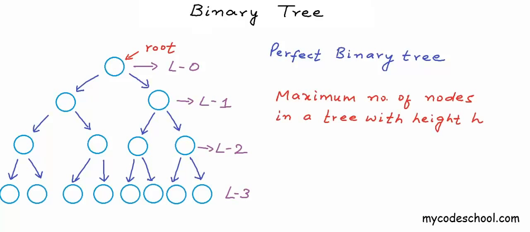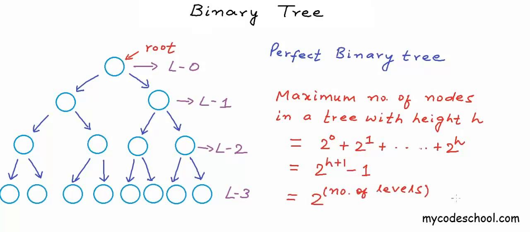Maximum number of nodes in a tree with height h will be equal to, we'll have 2 to the power 0 nodes at level 0, 2 to the power 1 nodes at level 1, and we'll go on summing for height h till 2 to the power h. At the deepest level we will have 2 to the power h nodes. Now this will be equal to 2 to the power h plus 1 minus 1. h plus 1 is the number of levels here. We can also say 2 to the power number of levels minus 1.